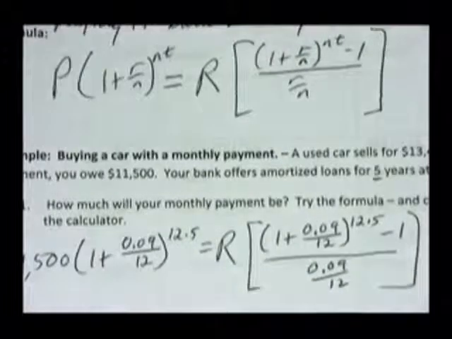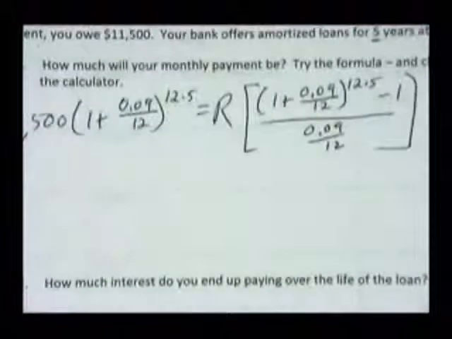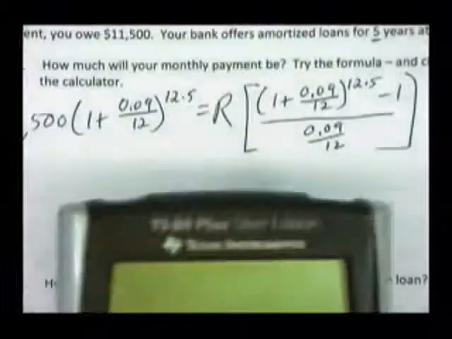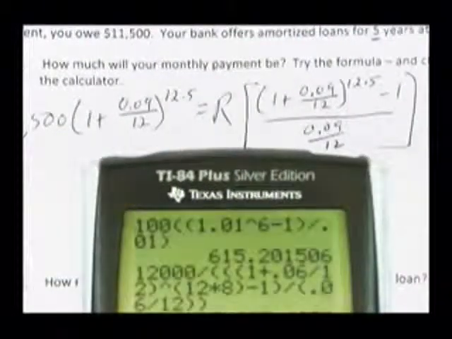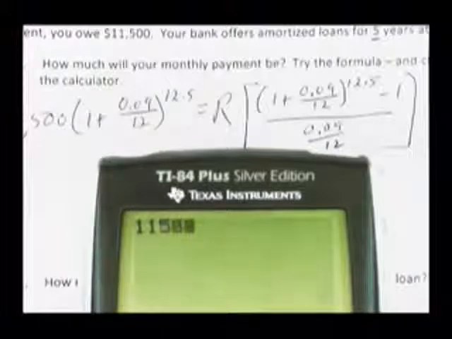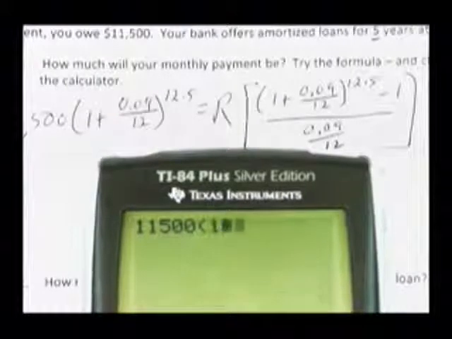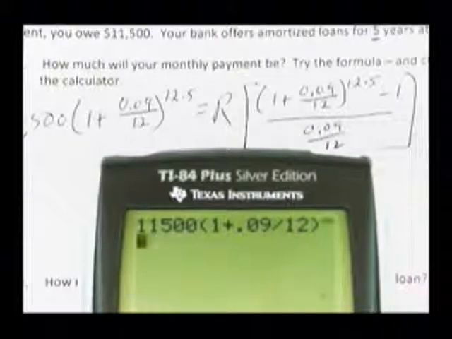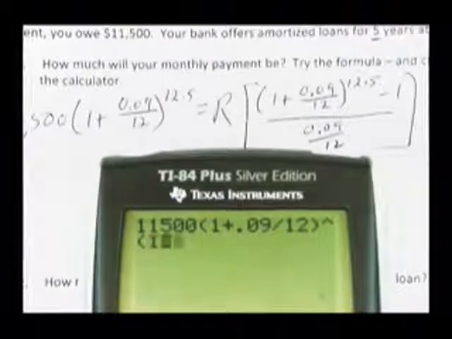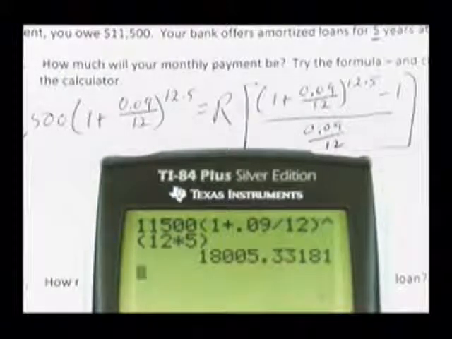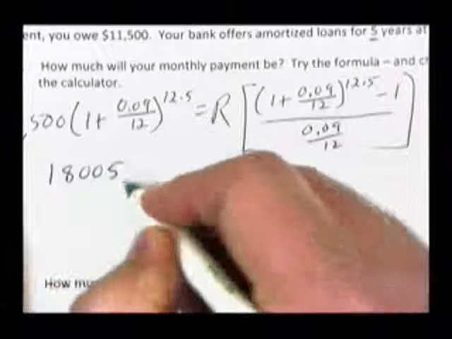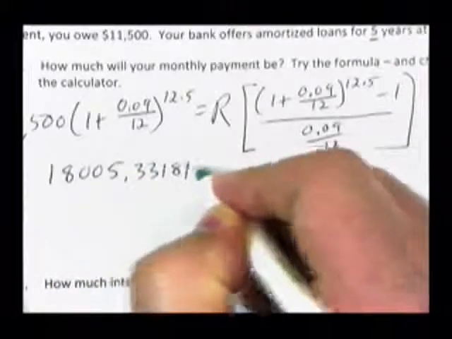Now, on this one, you could try and put the whole thing in your calculator at once, but there's lots of room for error there. So I would actually recommend going ahead and doing each side separately. If I do the left-hand side, I get 11,500 times (1 + 0.09/12), raised to the, remember we always have to put parentheses on our exponent, (12 times 5). On the left-hand side, I'm just going to write as many digits as I can so I don't get very much round-off error here. 33181.